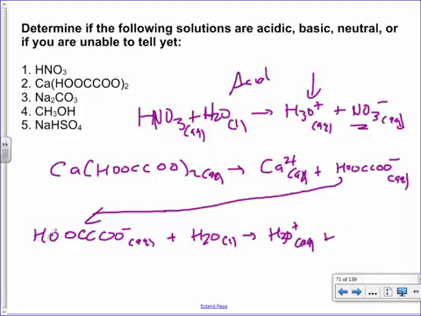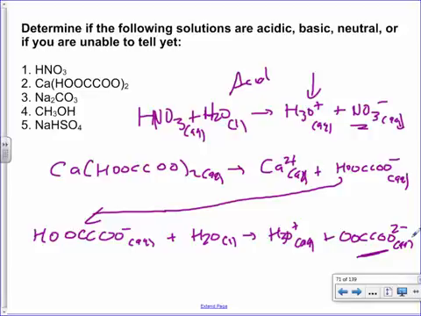Yeah, you'd be pulling this H off right here, so it would be OOCCOO, and that would be a 2 negative. Then you'd have to ask yourself, is that a thing? It is actually. If you look up in the polyatomic table, it's an oxalate. So it should have proved that it's an acid.